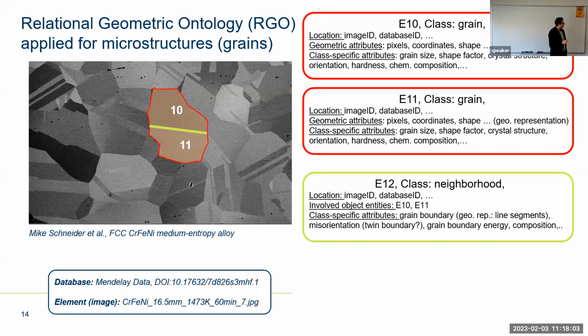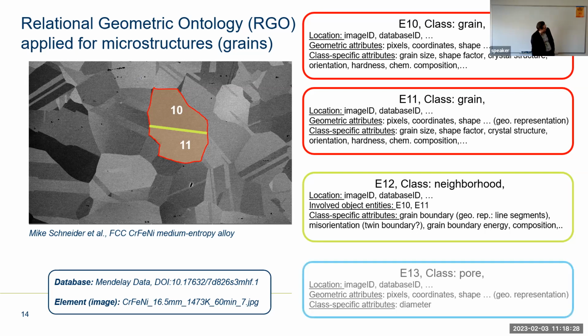And now I also know this image, for example, comes from a colleague of mine who actually did it the right way, because he published a set of images together with his publication. So the location attributes here are easy, right? These entities exist on this image, which is part of this database, which even has a DOI.